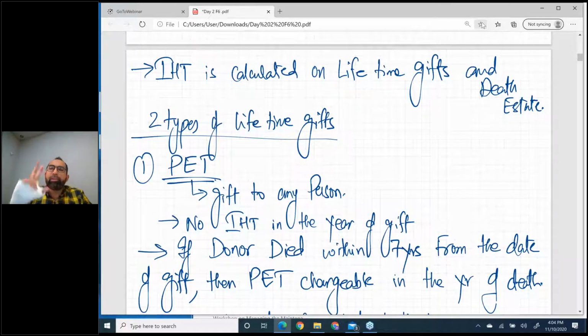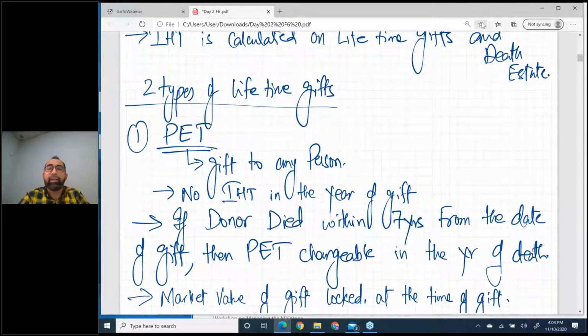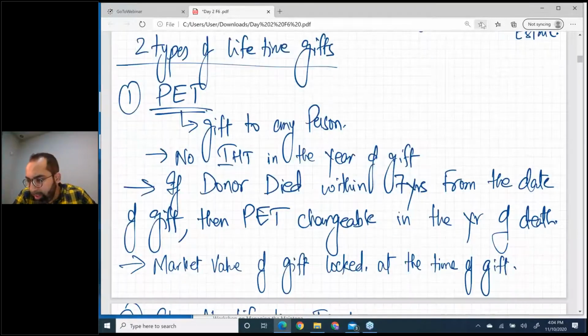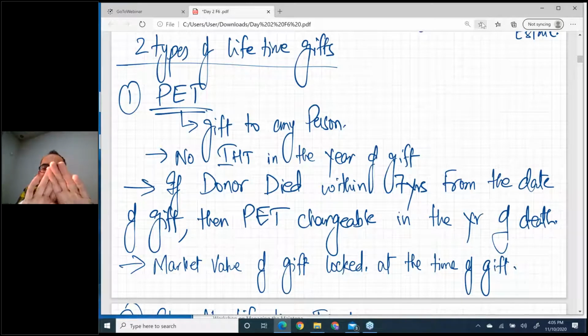There are two major types of lifetime gifts, and we are going to cover them first. The first gift we call PET, the full form being potentially exempt transfer. Sir, what is a potentially exempt transfer? One person gives a gift to another person, and that is potentially exempt from the IHT point of view. Sir, what does it mean?